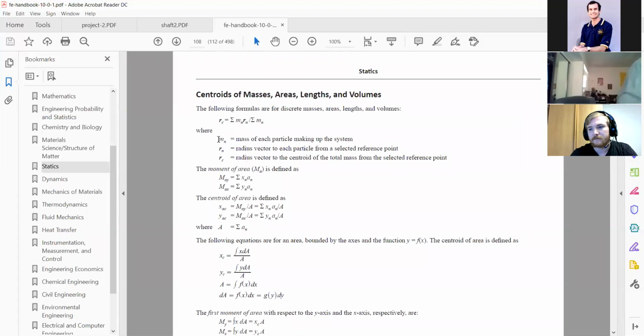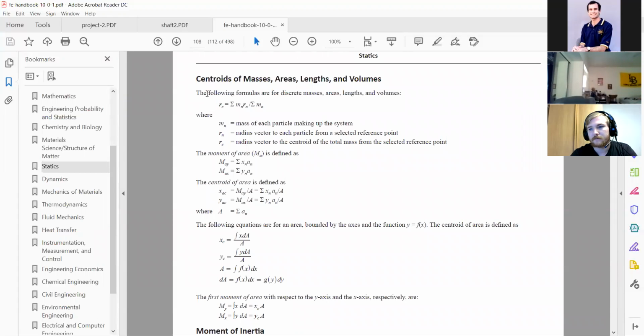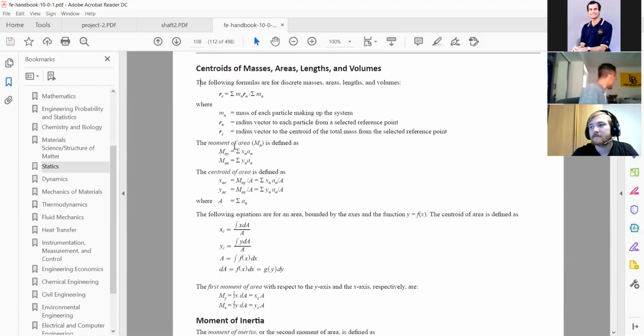Okay. Centroids, masses, lengths, and volumes. I was talking to Mr. Cameron earlier about this. I hated these the most when I took my statics class, so I'll have a problem on this. We'll go through it. These are where you have some formulas that may be looking a little confusing, like this integral of x dA over A.